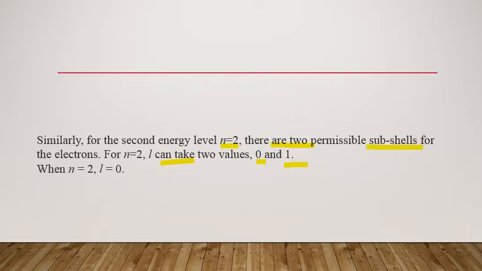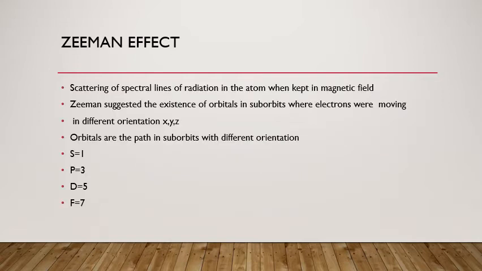The drawback of this model was that he could not explain the Zeeman observation or the Zeeman effect, which came afterwards. So Zeeman observation could not be explained by this model. What was the Zeeman observation which became the drawback of the Sommerfeld model of the atom, which was also known as the Zeeman effect?